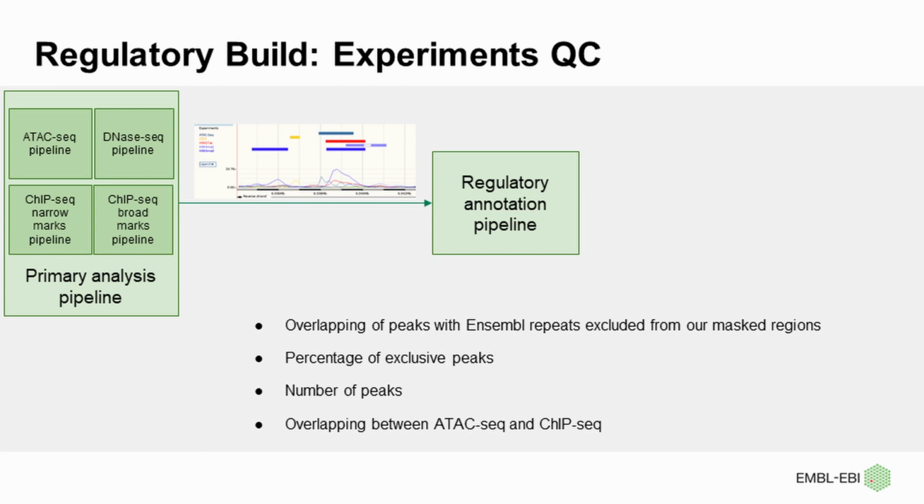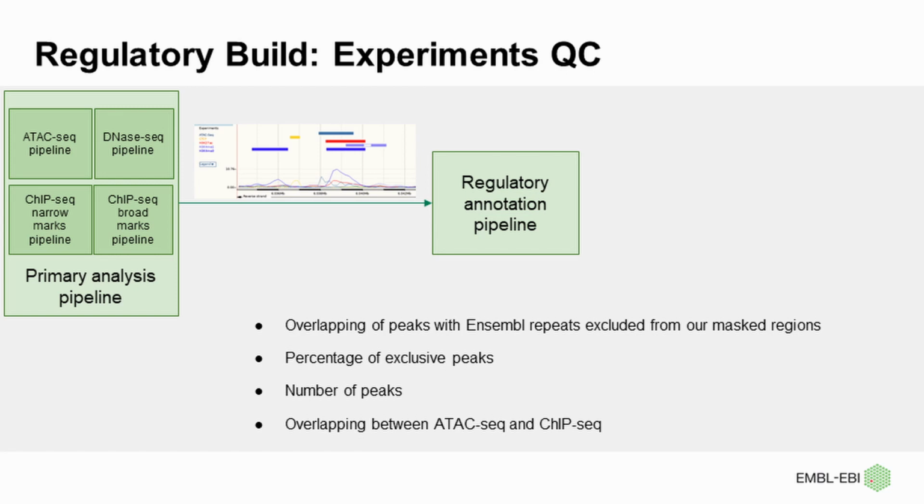I mean, the aim of the primary analysis pipeline is producing high-quality data that will be used in our regulatory annotation pipeline, right? But not all of the data that we produce in the primary analysis pipeline is later used. Before doing that, we have a quality check step in which we select what are the experiments that we consider high quality for our further analysis.